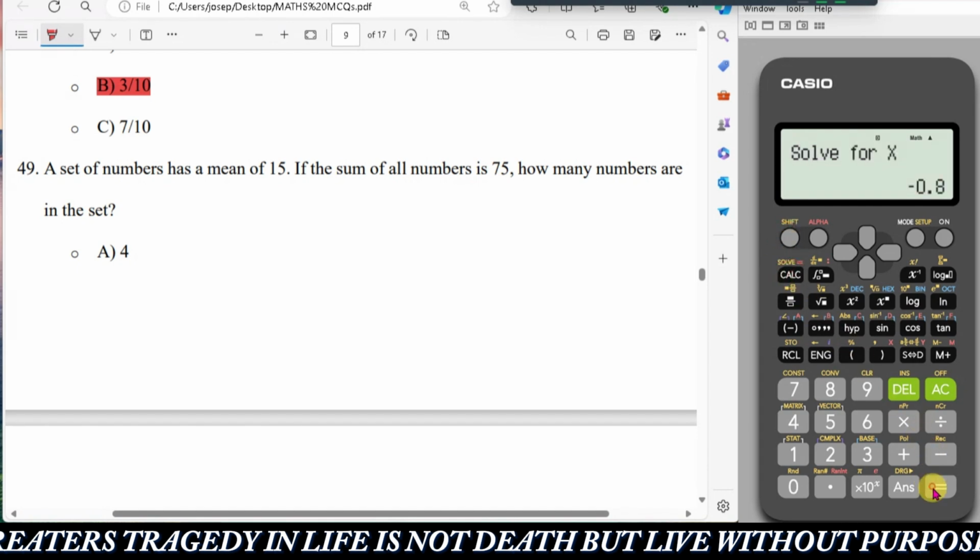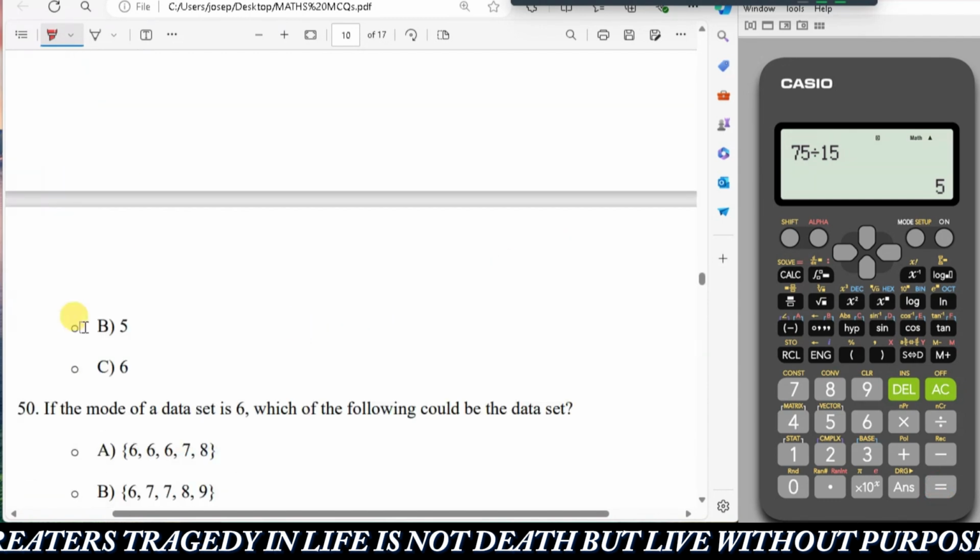Once I've typed it inside, just press shift and solve. Wait for it a little. So the correct answer here is 5. You can also take 75 divided by 15 to see if you have the correct answer, which is 5. So the answer here is B.